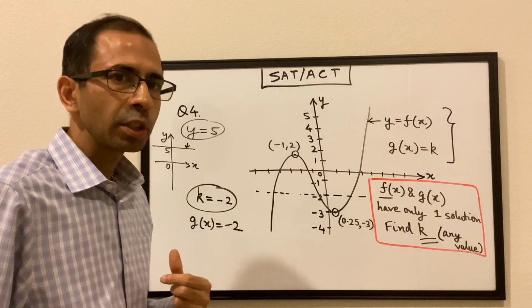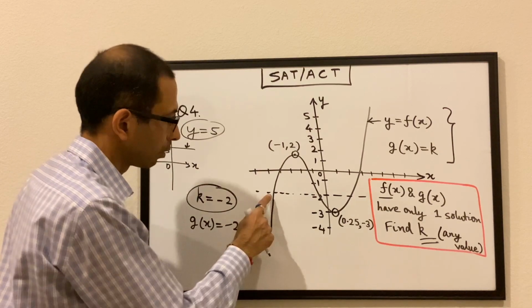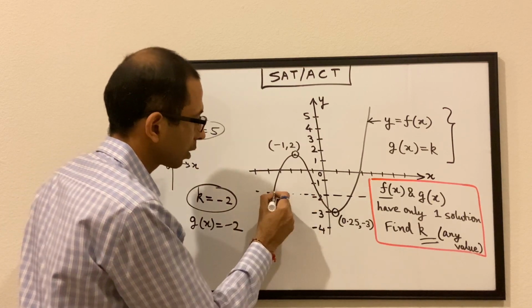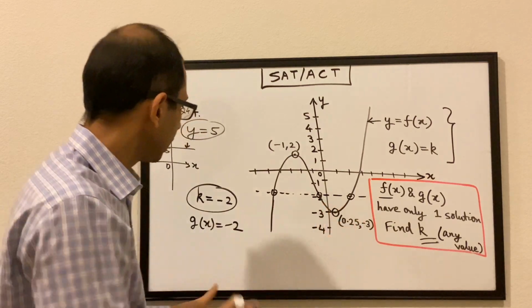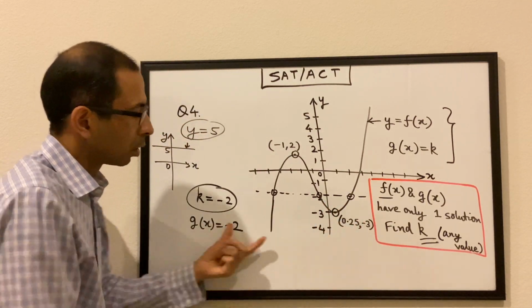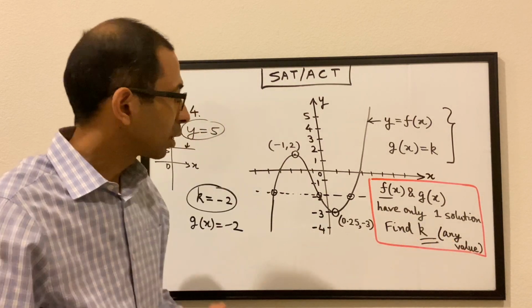How many points of intersection do we have between this line and this function? We have 3 points of intersection. We have this point of intersection, this point of intersection, and this point of intersection, correct? So clearly g(x) equal to minus 2 does not have one solution, so it does not satisfy our requirement, correct? So essentially what does it mean?